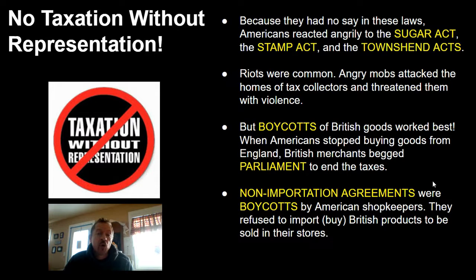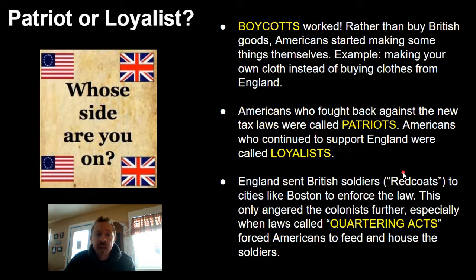And the boycott was all about hurting British business as much as they could to convince the British to get rid of these tax laws. And the boycotts worked. Instead of buying things like cloth, the colonists would make their own cloth and their own clothes instead of buying those clothes from England. They would sometimes, instead of drinking British tea, drink other things instead. Tea was a very popular drink back then. So they found creative ways to make do with some of the products that in the past they had to rely on England to buy.